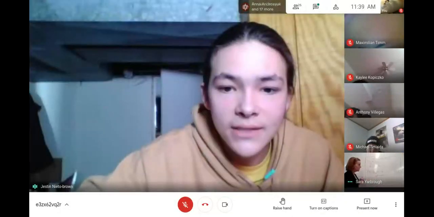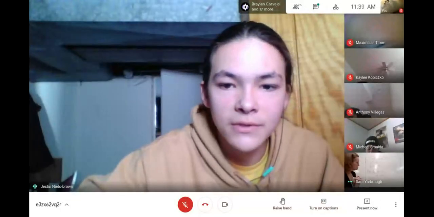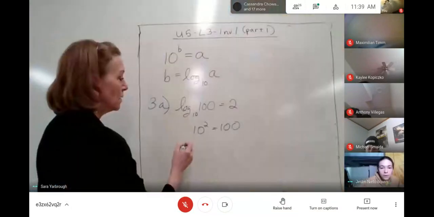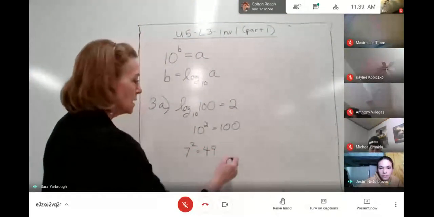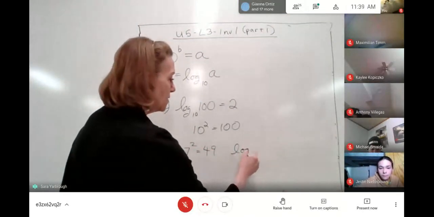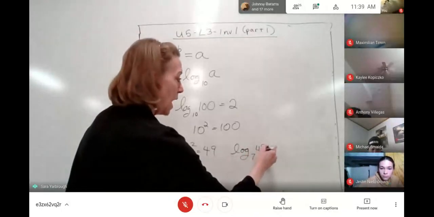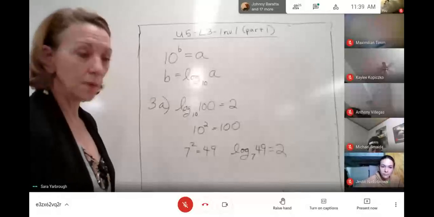So if that's the case, hypothetically, if the log base was 7 and it was 49, would it still give you 2? Okay, so 7 squared equals 49, right? So that means that the base 7 log of 49 equals 2. Absolutely.